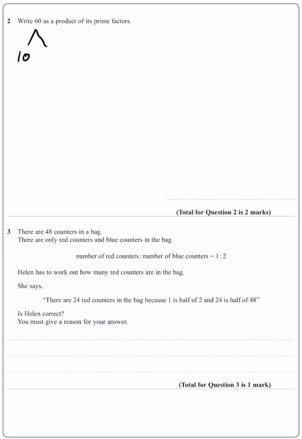For splitting up 60, 60 is the same as 10 times 6, 10 is the same as 2 times 5, and 6 is the same as 3 times 2. Writing those as a product of its prime factors, 2 squared times 3 times 5.